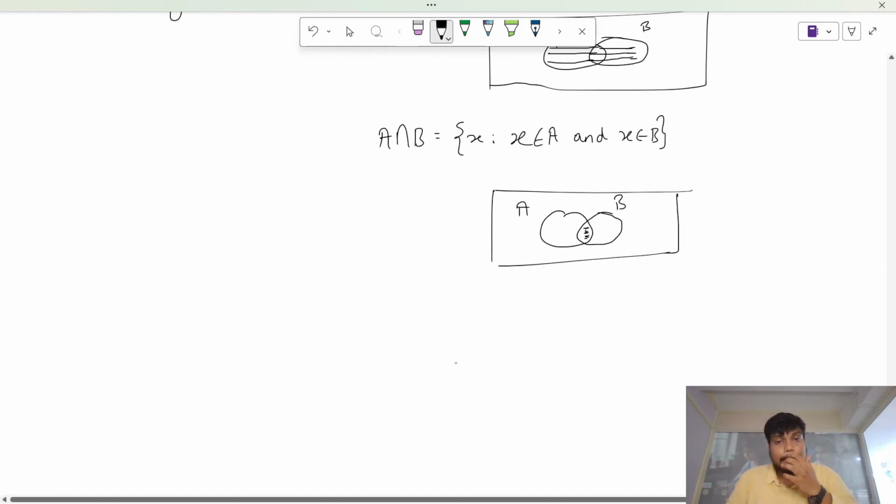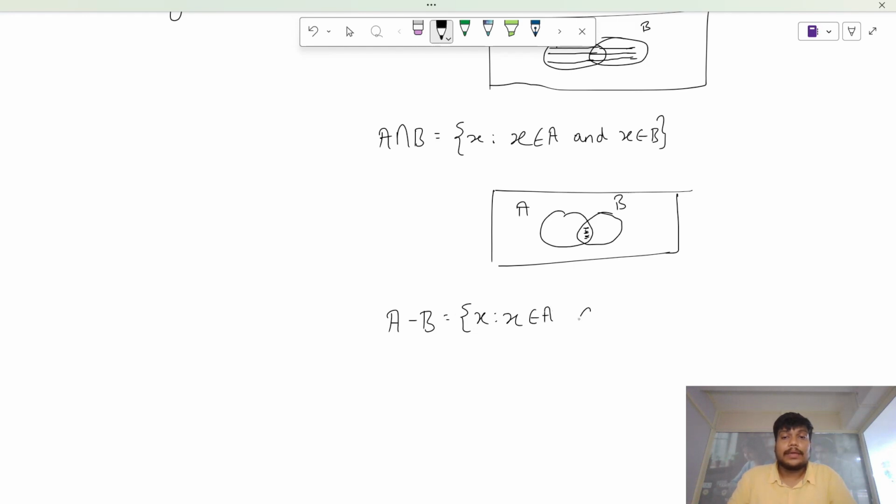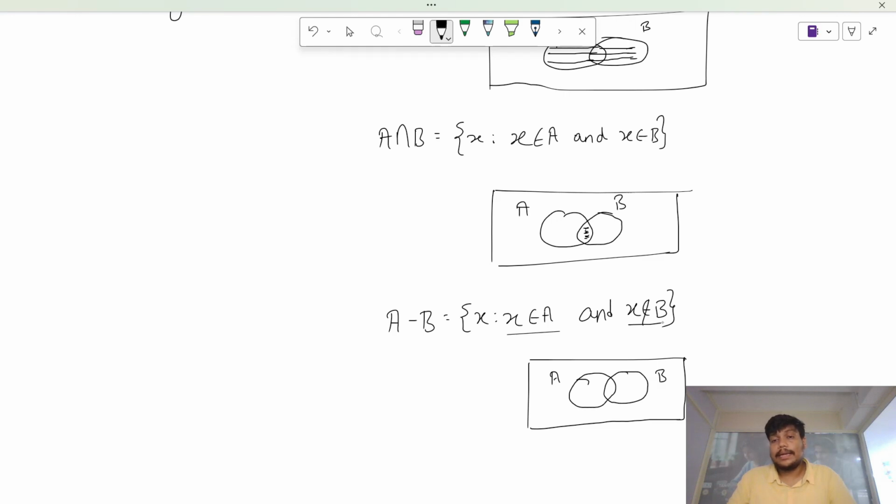Now if I want to represent difference, let's say A minus B. What is A minus B? X such that X belongs to A and X does not belong to B. Then what can I say? This is set A, this is set B. What is the region which is only A and nothing from B? Can I get this much? This is set A, but this much is what? Set A and nothing from set B. If I take this, then I would take the common region with set B, so I don't have to take this. Only the shaded region is A minus B.